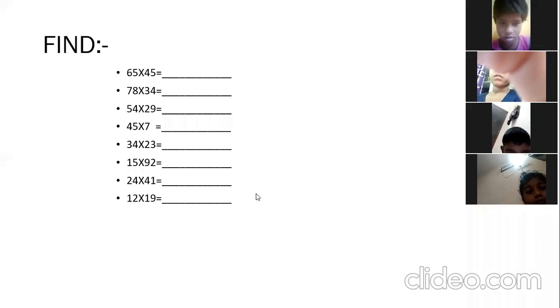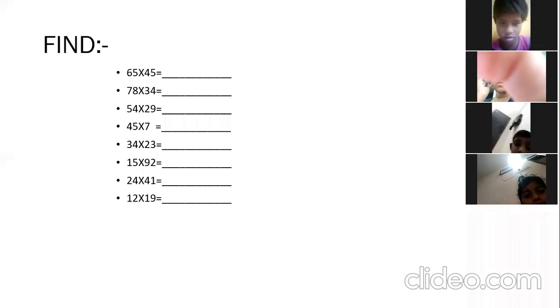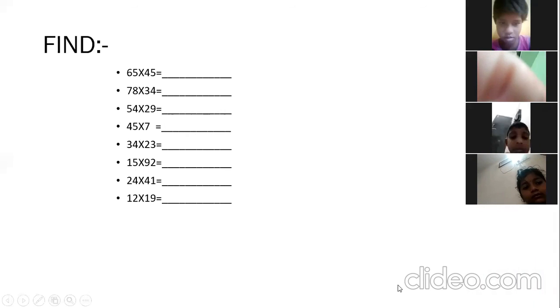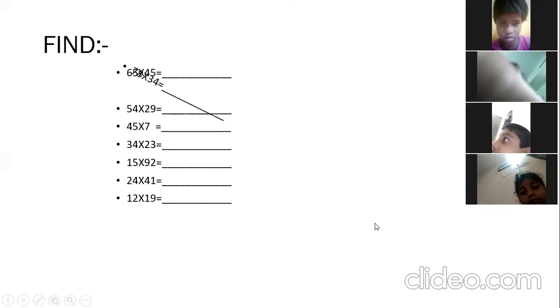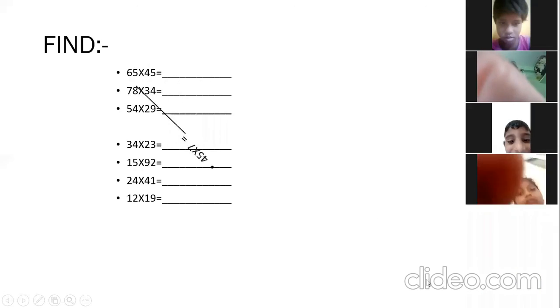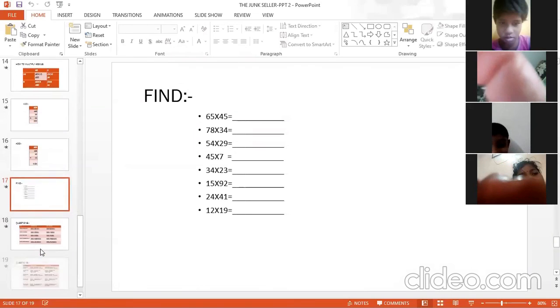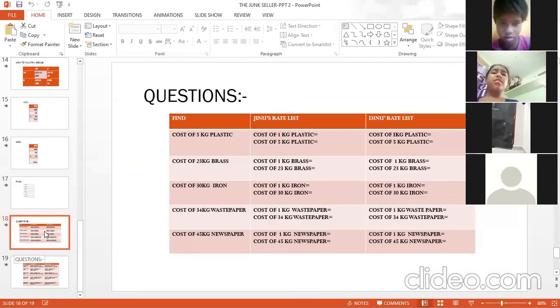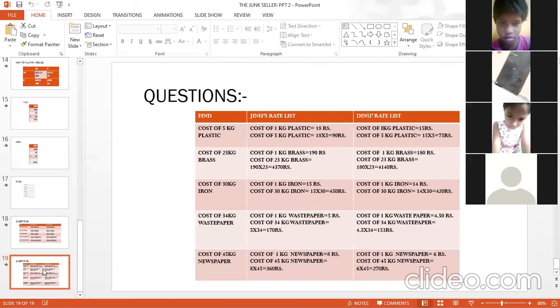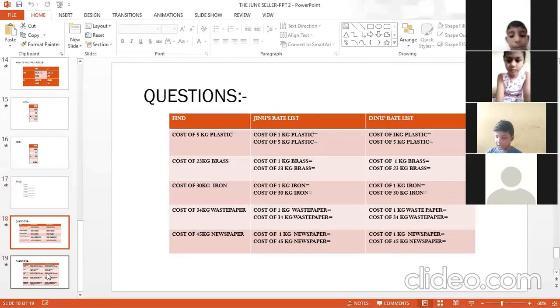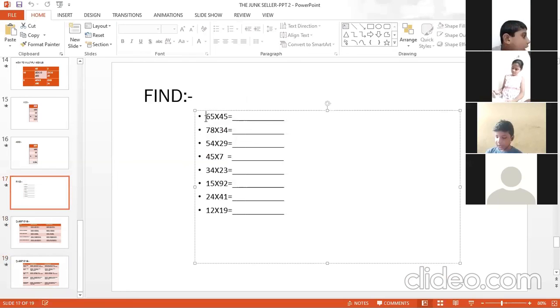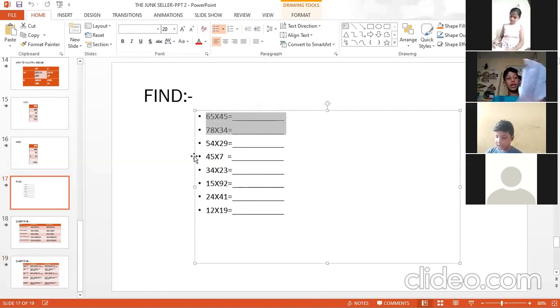Two questions I have done. 65 into 45, 78 into 34, I have done. Try to do the remaining questions. The remaining questions I will share the PDF of this. These are the homework questions I am going to give. Questions are there, answers also there. So these three I will share. Please complete them. First two questions we have done. The remaining questions you have to do.